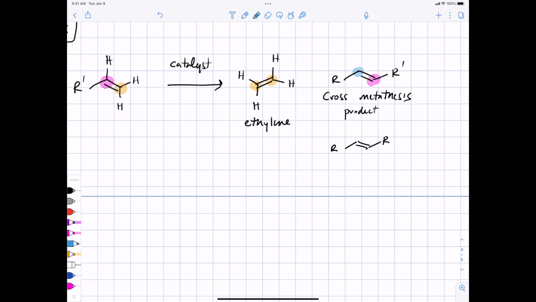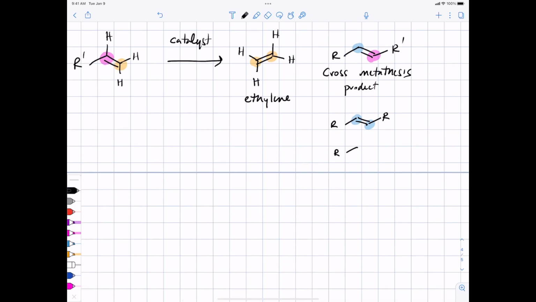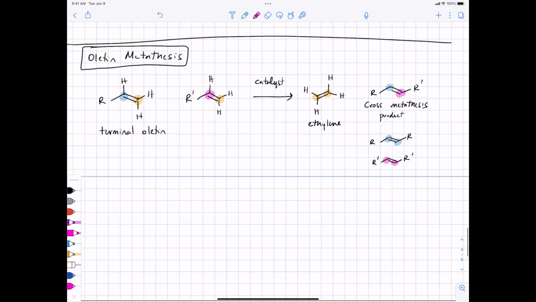You could have a cross metathesis product, you could have this self metathesis product, and then you could have this other self metathesis product. Okay, so obviously that kind of thing looks a little bit messy, and it is. So we're going to try to do reactions under conditions where we can control for this.